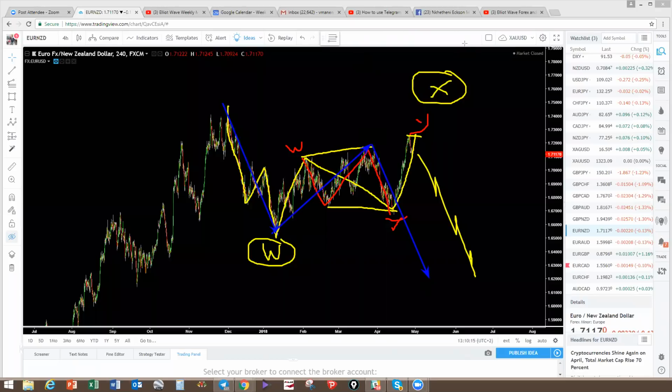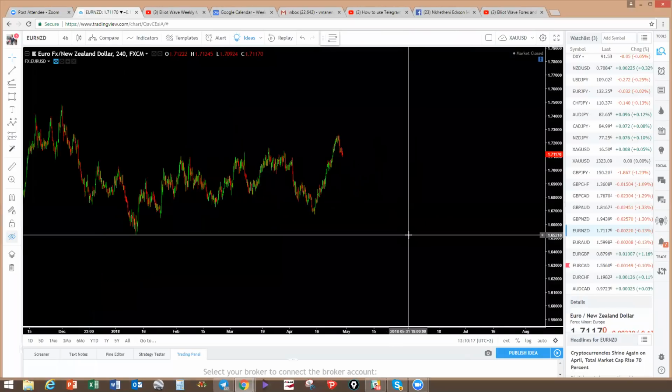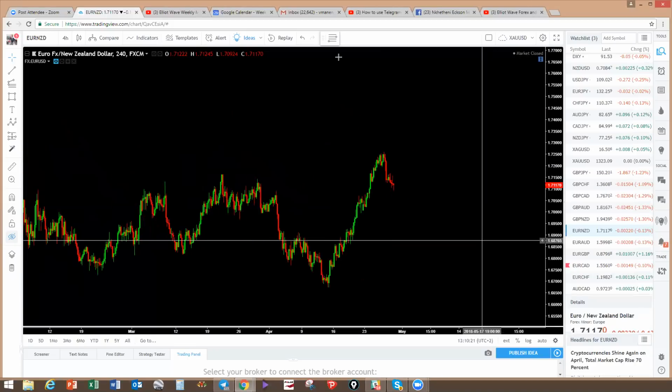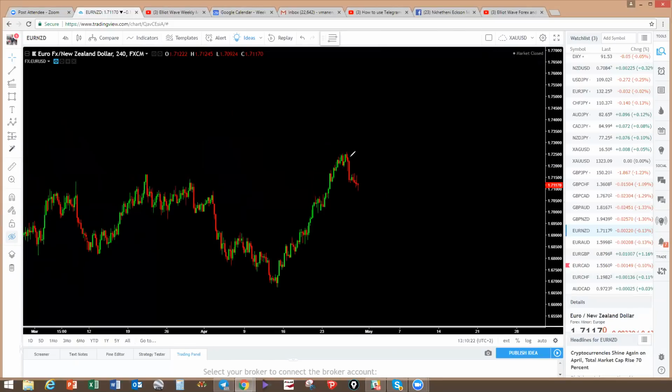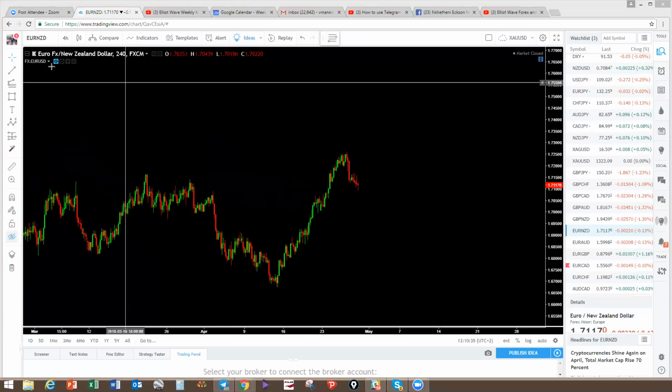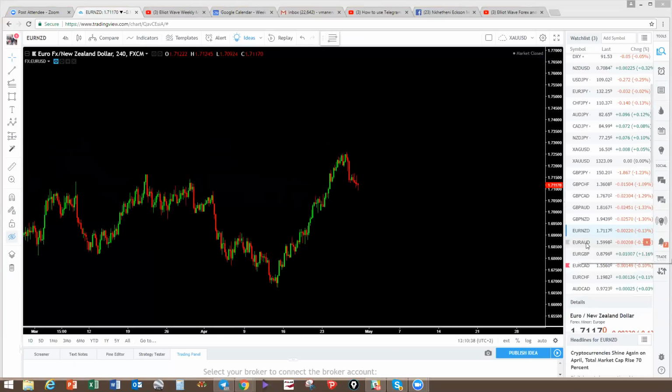All right, so what are we looking for now? We are now going to look for any corrective structure. As I always say, an impulse down doesn't mean anything. You need to get a correction, a clear correction that opposes that move, for a further move to the downside. Okay, that's Euro New Zealand, a very interesting one.